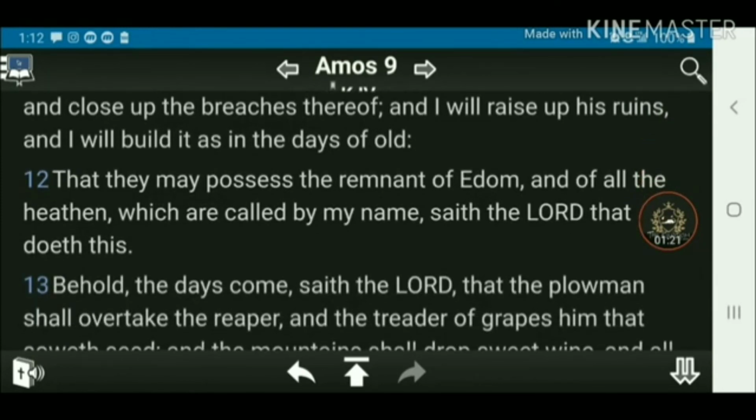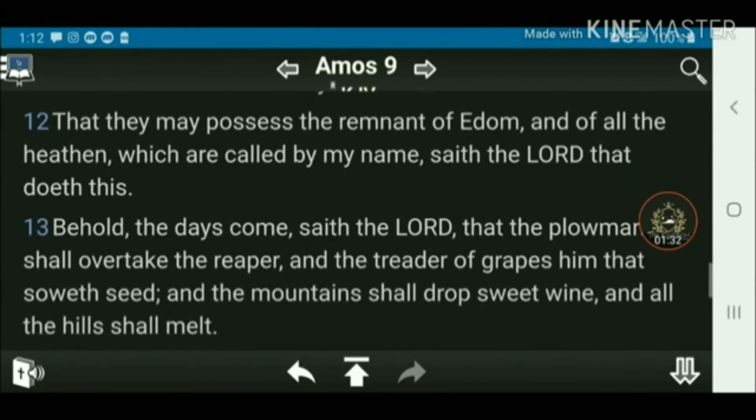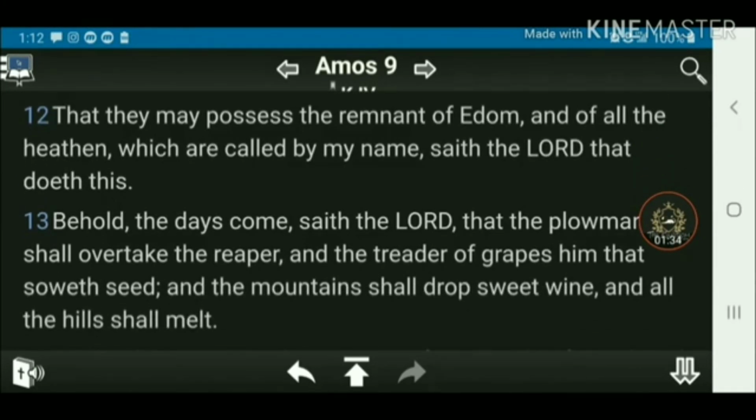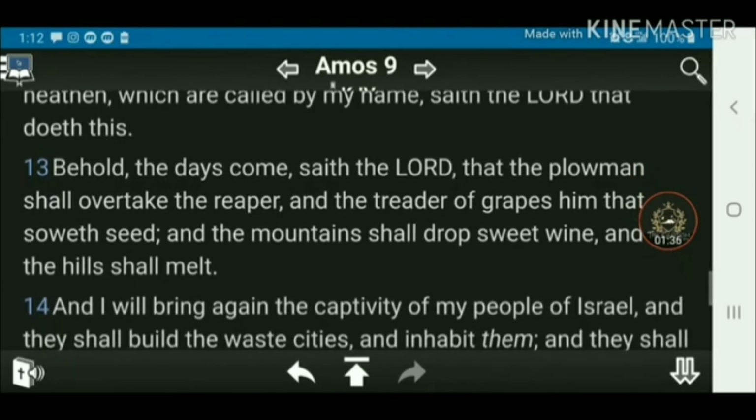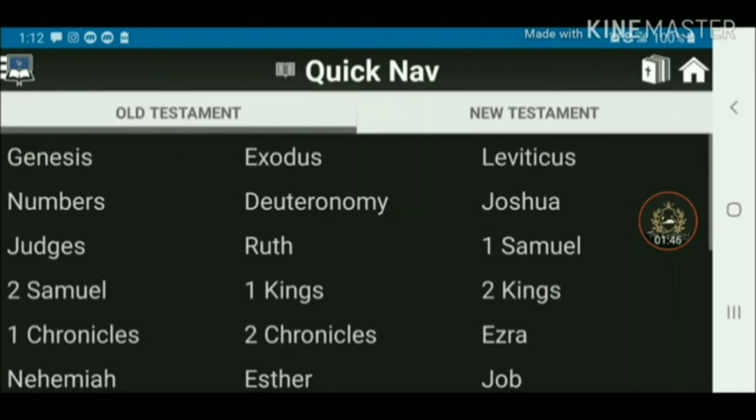And I will raise up his ruins, and I will build it as in the days of old, that they may possess the remnant of Edom, and all of the heathen, which are called by my name, saith the Lord, Yahweh, that doeth this. So, he's doing this so we can possess the heathen, and that's the grape harvest. And we can go over here and look at the precept on that.